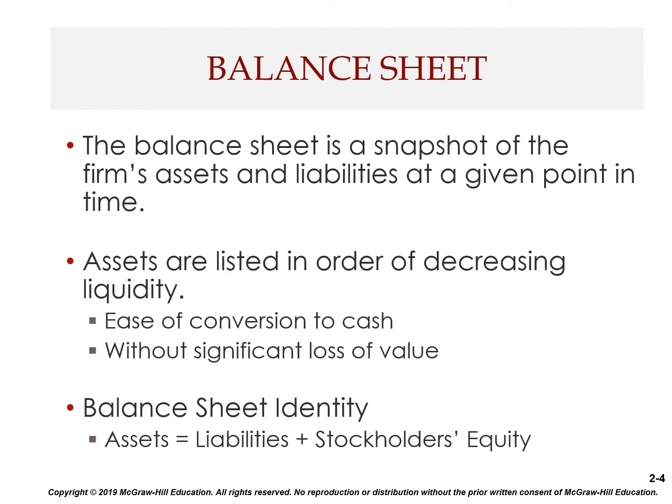So again, the balance sheet. Remember, it's a snapshot of what the firm owns and owes at a given point in time. Now, assets are listed in order of decreasing liquidity. Now, what's liquidity? It's how easily an item can be converted to cash without losing significant value. So, current assets are definitely listed in that order.